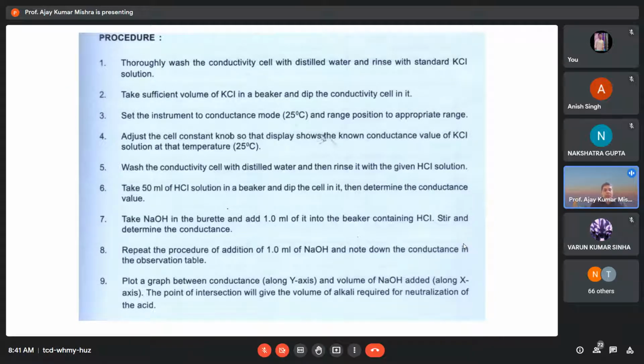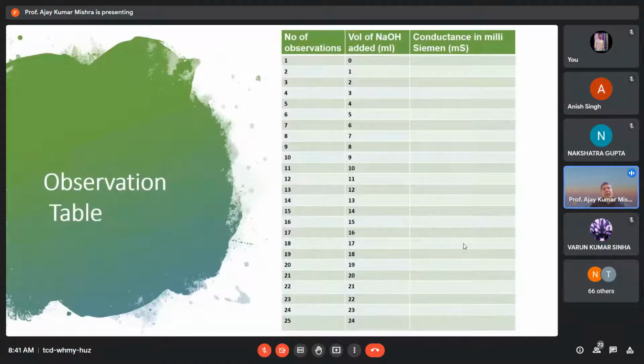So you can see how it is going to go, how you have to put all the processes: when you have to use the HCl or the standard solution, and then when you are going to add the NaOH, and obviously then you have to plot a graph. That is the very, very important thing for you.